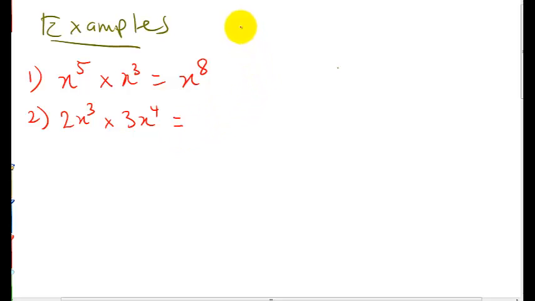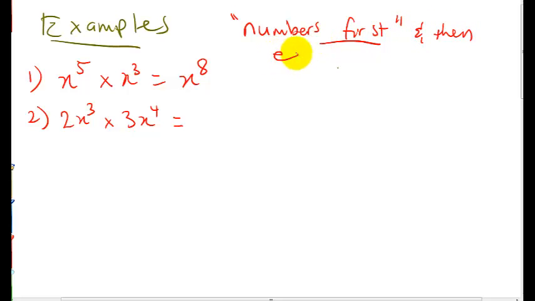Well, the way I want you to always think of it is do the numbers first for everything. In anything in algebra, numbers first, and then each respective letter. Okay? So you would look at numbers first. So here we go. 2 times 3. It's not 2 plus 3. It's 2 times 3. Alright? So 2 times 3 is 6.